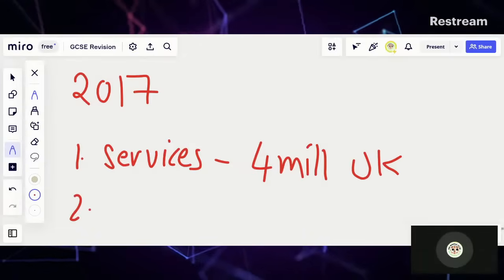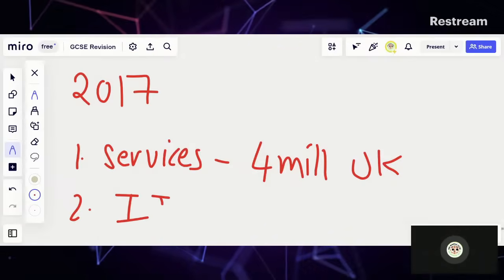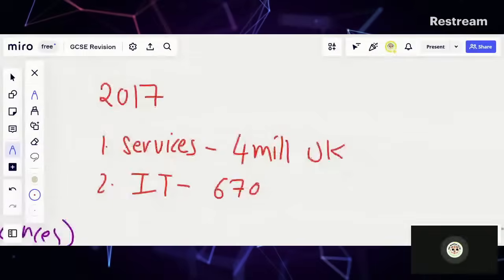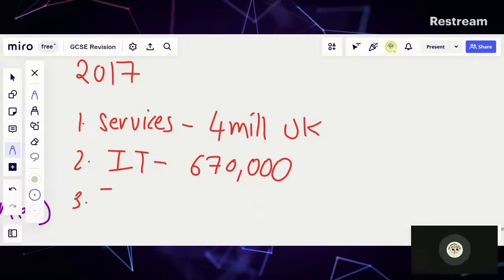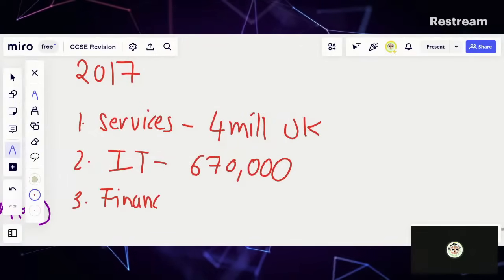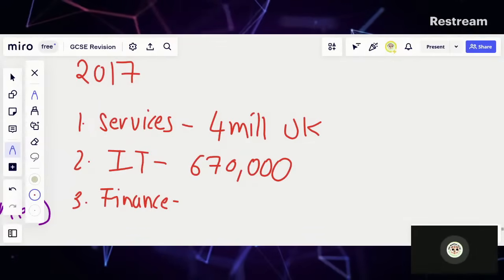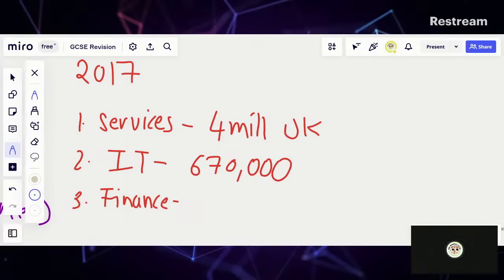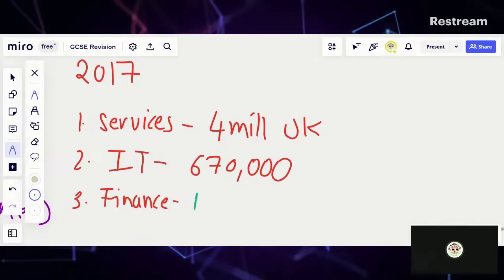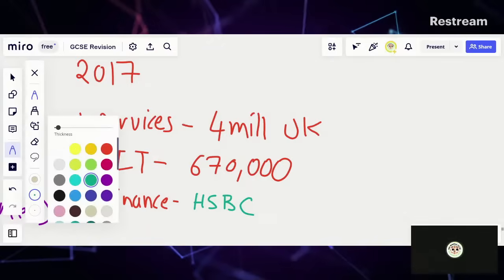We also have a lot of people in IT in the UK, 607,000 people. You also see people in finance, especially in the cities, and it's home to many of the global financial institutions like HSBC. The global centre for HSBC can be found in London.